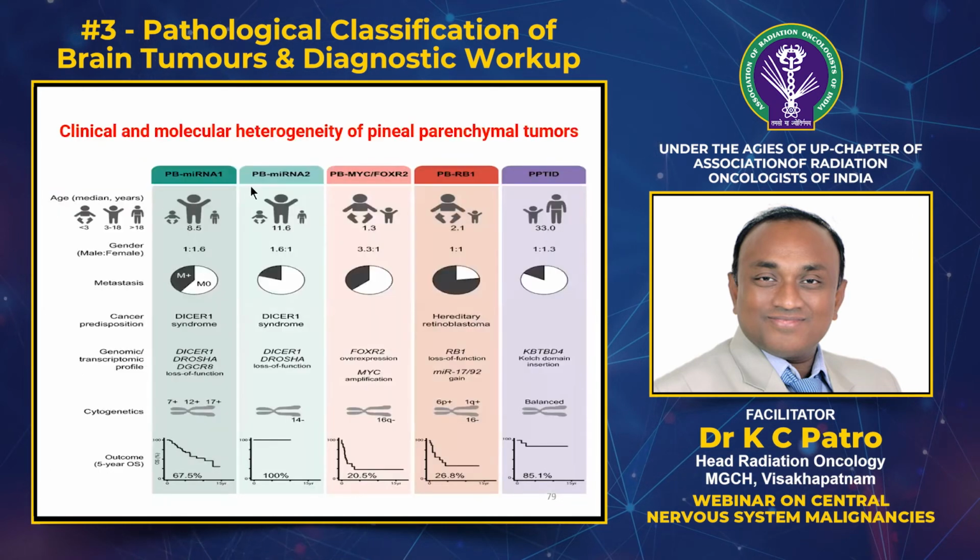You can see there are various 4 groups: pineoblastoma and pineal parenchymal tumor of intermediate differentiation. Again, you can go through it. I am not going into the details of these pineal parenchymal tumors and pineoblastomas. It may take a long time.